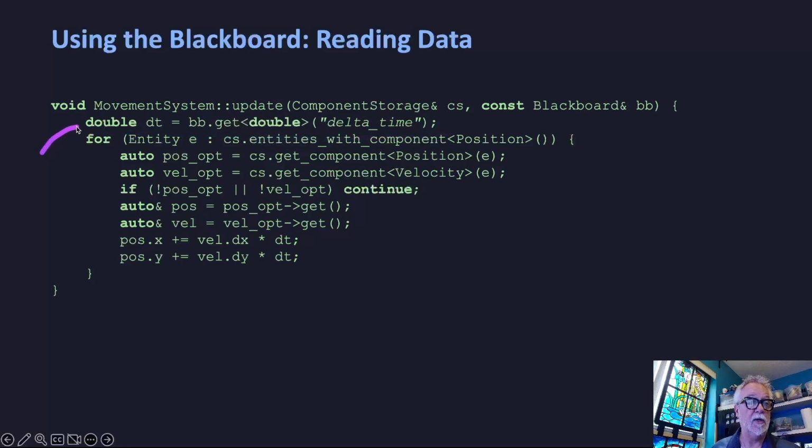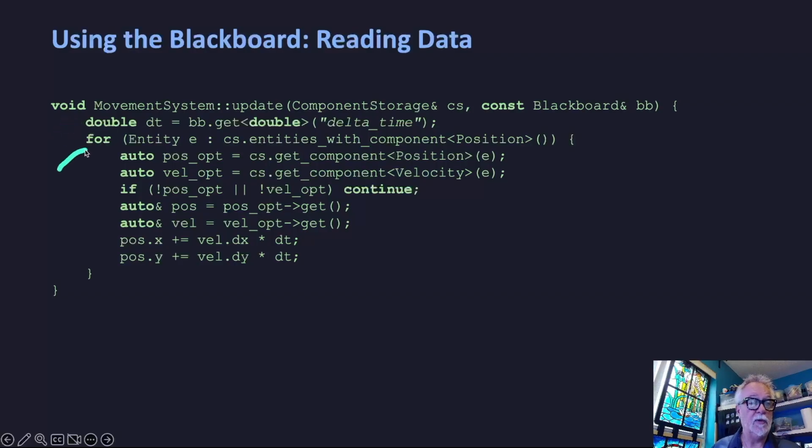So here we are. We have our movement system, which takes in a pointer to the component storage, and we're going to add this as an explicit dependency, which is our blackboard. So the movement system has access to all of the entities and the blackboard. So we get the delta time here. We need that because of our movement.